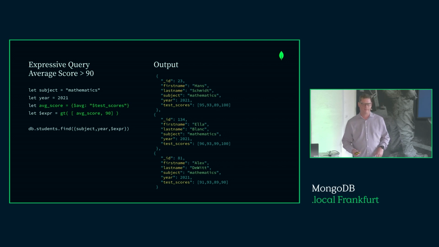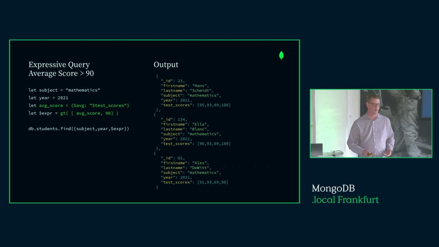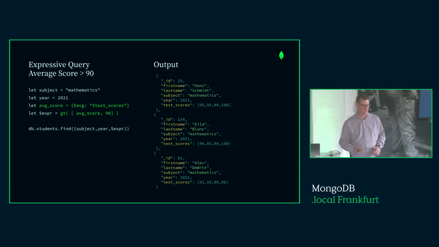And then I have to put that in an expression. So I'm going to say the expression is greater than the average score, 90. And so that query, subject, year, and expression, is going to find me all students doing mathematics in 2021 where the average of that array of scores is greater than 90.